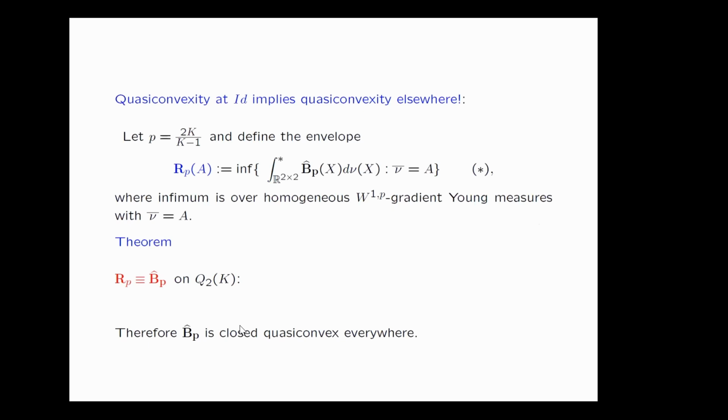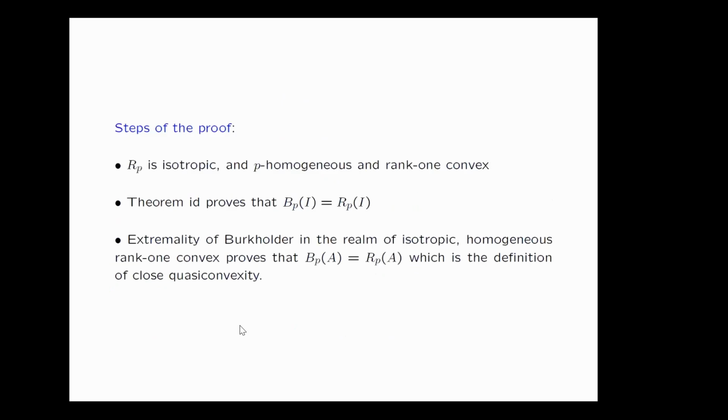Anyhow, we have quasi-convexity at the identity, and then we have this extremality property. So the proof goes by defining this envelope, which is necessarily technical, I'm sorry, in terms of Young measures, so that this envelope R_p is going to be rank-one convex, p-homogeneous, and isotropic. From the result at the identity plus the ideas of Young measures, you can show that B_p coincides with this envelope at the identity, and then the extremality, because this is rank-one, isotropic, homogeneous, and so on, shows that they coincide everywhere. So it's a kind of strange argument, since we haven't been able to prove anything directly.